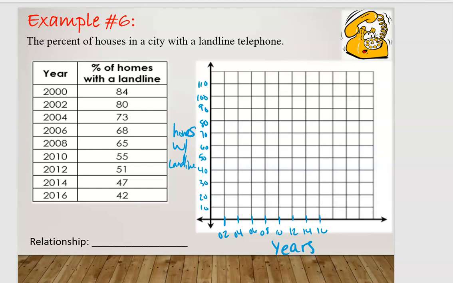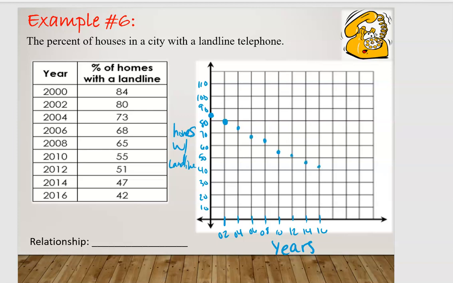So the first one is going to be 0, 0, 84. So I'm going to be on my x-axis and go up to 84 and plot that first point. And then continue on at 02. I'm going to be at 80. I'm going to have you pause here and finish the rest of the points.